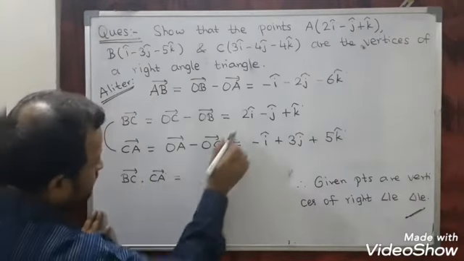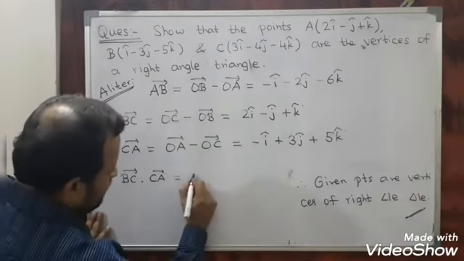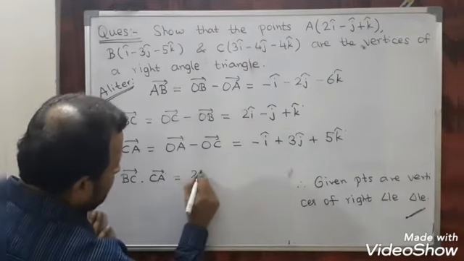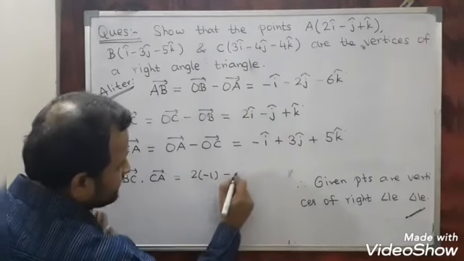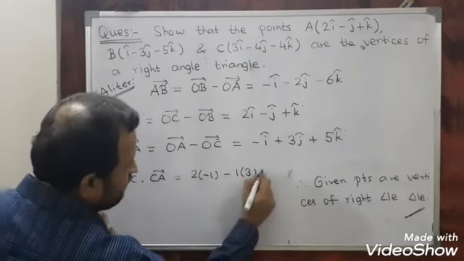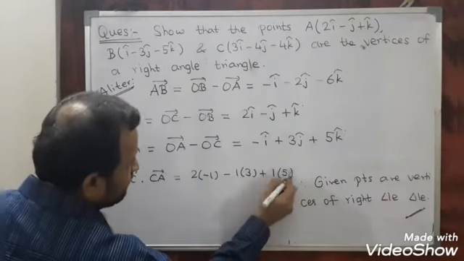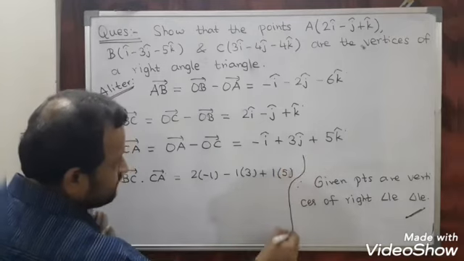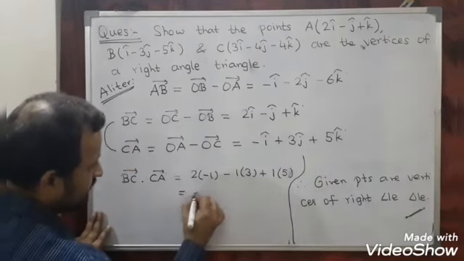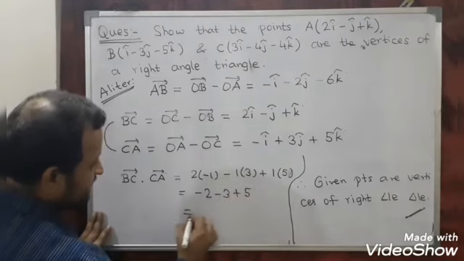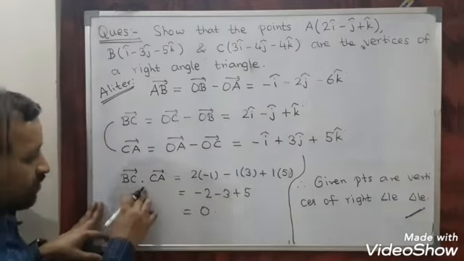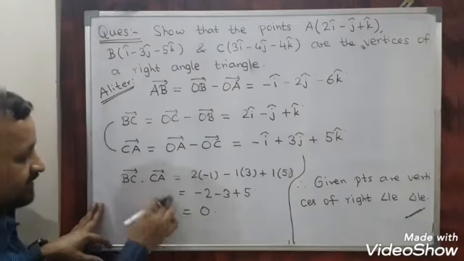I am taking the dot product of these two. Calculate. 2 into minus 1, so minus 2 will come, minus 1 into 3, minus 3 will come, plus 1 into 5, plus 5. Yes or no? So can I say 0 or not? So the dot product of BC vector and CA vector is 0.